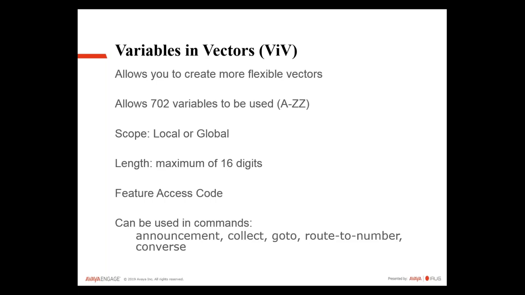So to start off with variables, the most important thing is that they're going to allow you to create more flexible vectors. The next couple of slides you'll see are probably stuff that you've gotten out of the Avaya documentation, so I'm not going to read through it specifically. But the biggest thing is to create more flexible vectors.